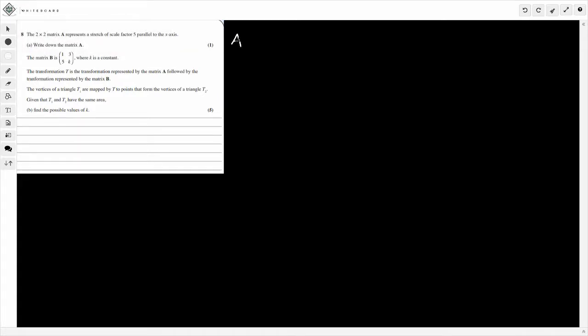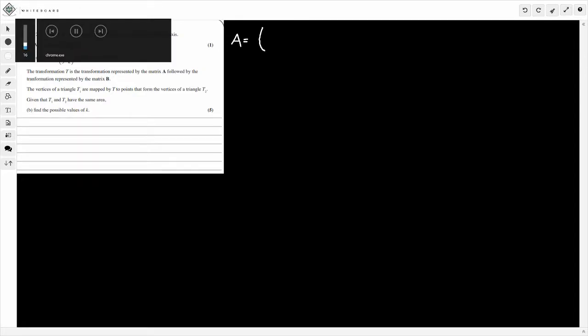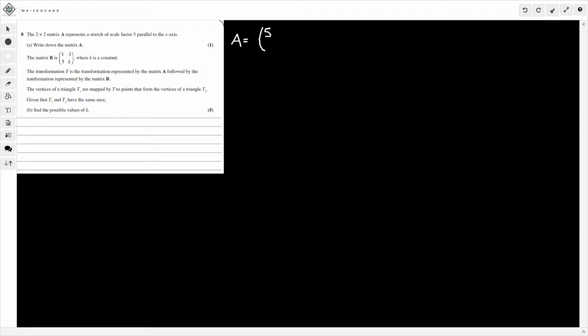So A is going to be equal to, because it's a stretch of 5, 5, so it's going to be 0, 0, and then it's going to be 1, like that. So that's just your matrix A.